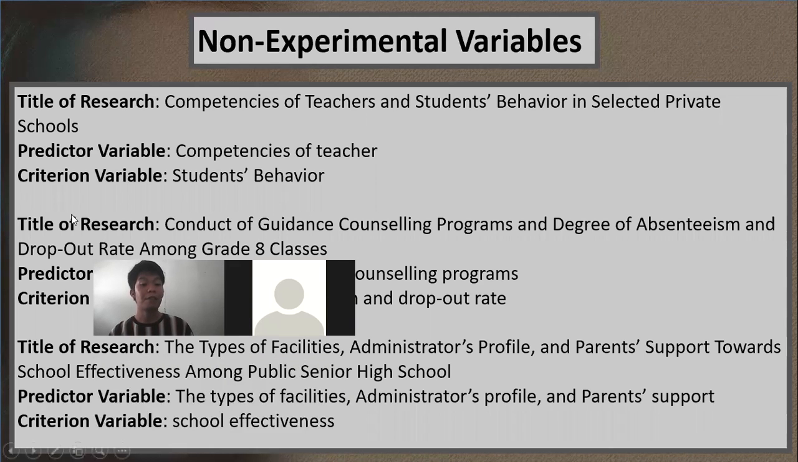And another one, the types of facilities, administrators' profile, and parent support towards school effectiveness among public senior high schools. So in this research, the predictor variable is the types of facilities, administrators' profile, and parent support. If these factors can affect the effectiveness of the school among the senior high school students. So basically, we say predictor criterion, we're going to predict a future result.